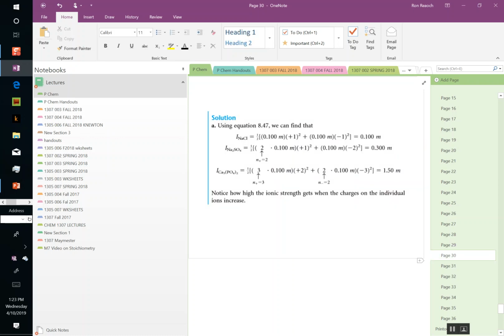So they go into the calculations. Here's your calcium phosphate: 3 times that times charge squared, and 2 times the molality times the charge squared. So what's the point? Here's your ionic strength of sodium chloride, of the sodium sulfate, and of the calcium phosphate. So there's 2 phosphates and 2 calciums. Yeah.